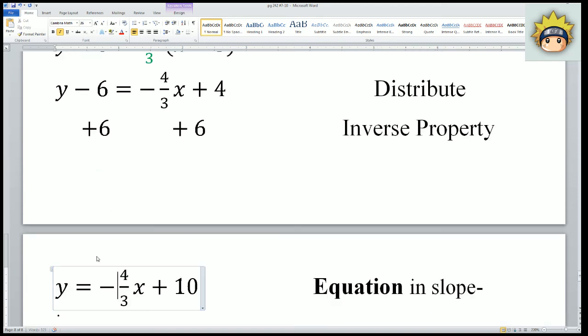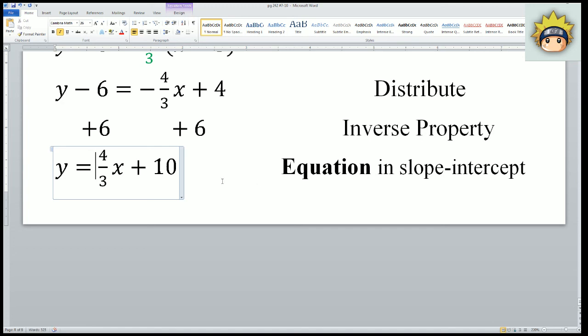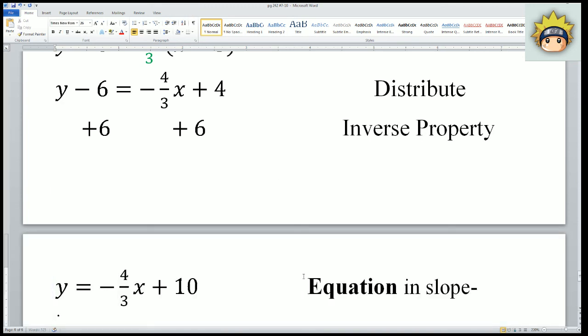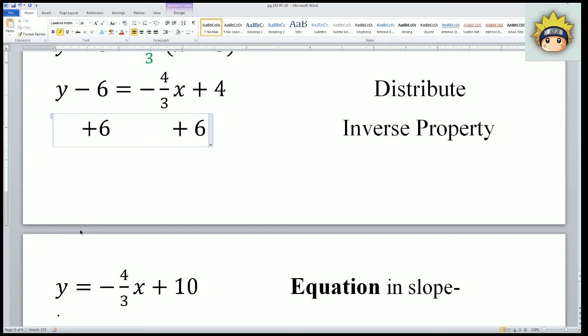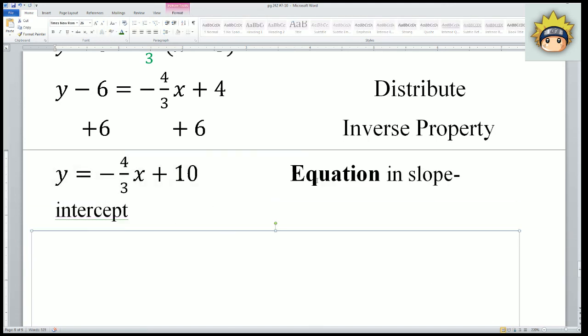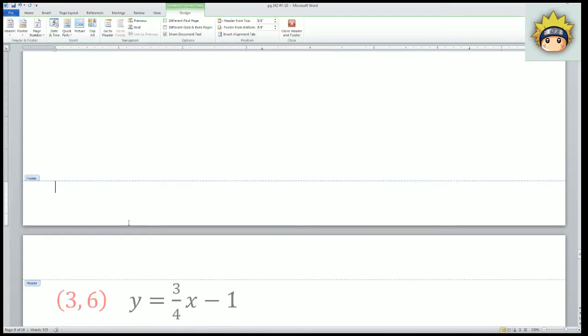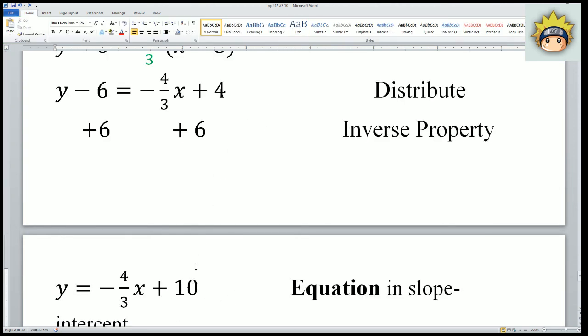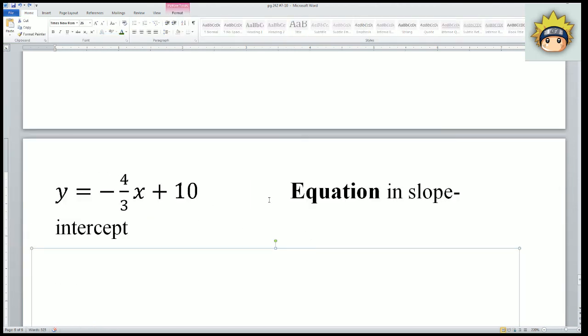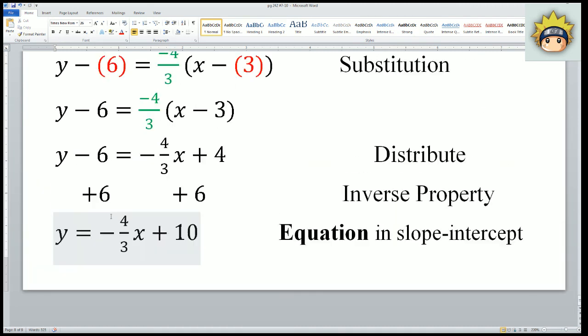Here's the slope. Okay, all right. Here, let me simplify that for you. There you go. That is y is equal to negative 4 over 3x plus 10, that is the final answer. There you go. That is the homework solution for page 242, numbers 7 through 10.